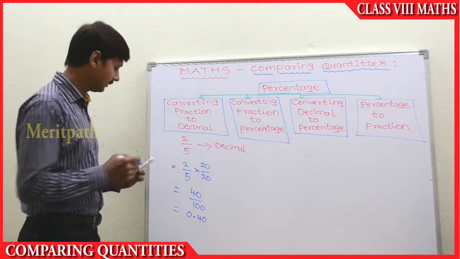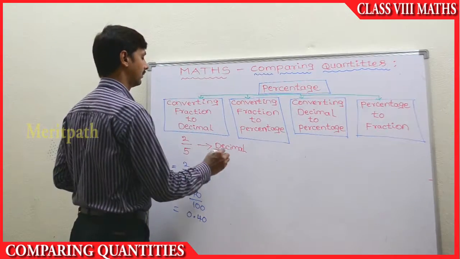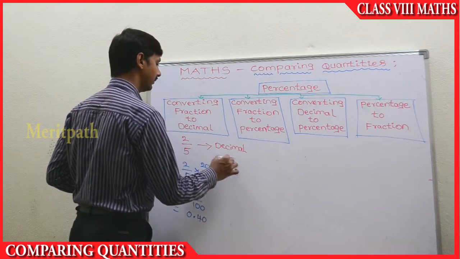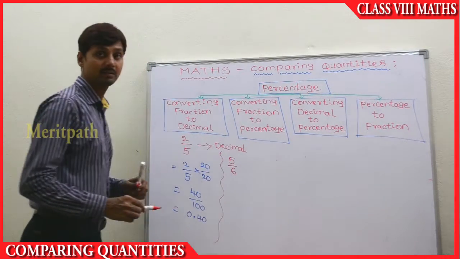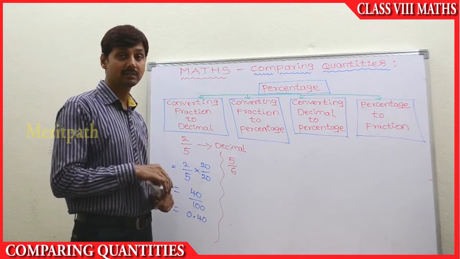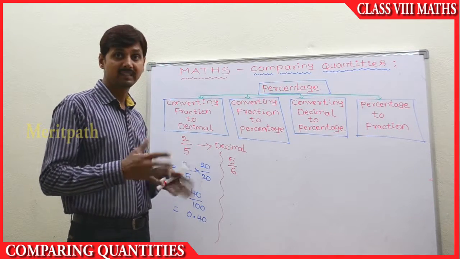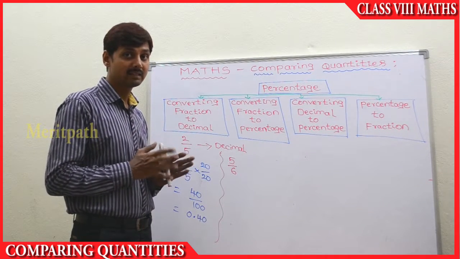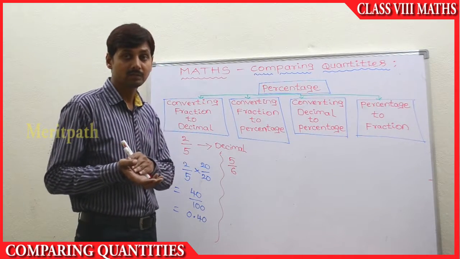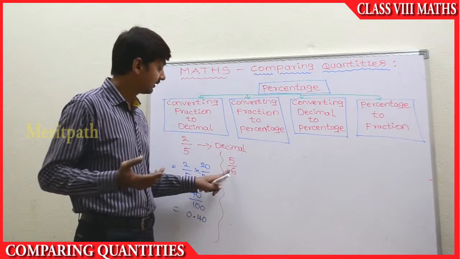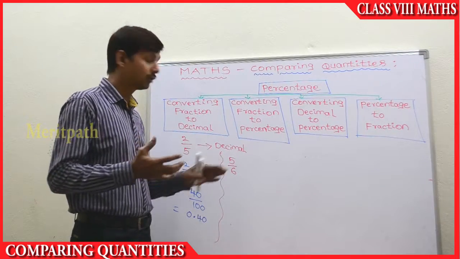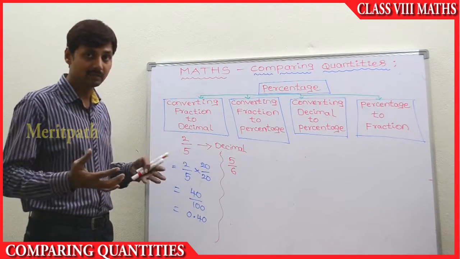Let us take some other example, 5 by 6. In this case the denominator 6 should become 10 or 100 or 1000, but that is not possible, because 6 is not a factor of 100. If we multiply it by some number, we don't get 100. So we cannot make the denominator 100.